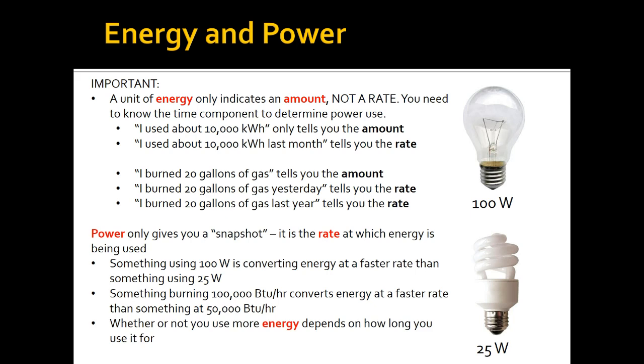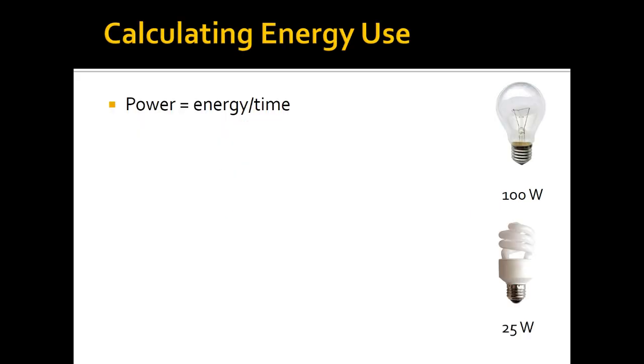And the thing to remember is that whether or not you use more energy depends on how long you use it for. All else being equal, if I use these two light bulbs for the same amount of time, I'm going to use more energy here. If I use these two furnaces for the same amount of time, I'm going to use more energy here. I think this makes more sense once we start doing some calculations. It's kind of hard to explain your way through it, but once you start doing calculations, it should make more sense.